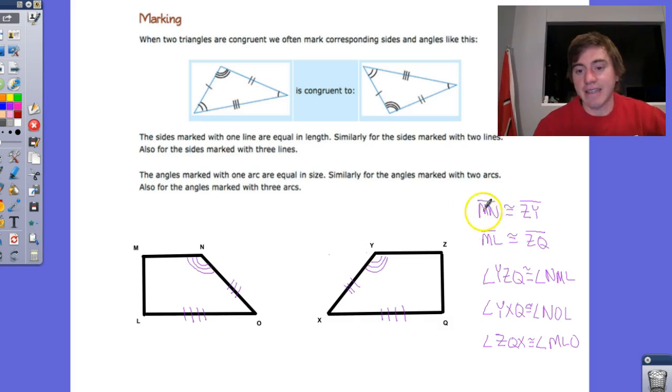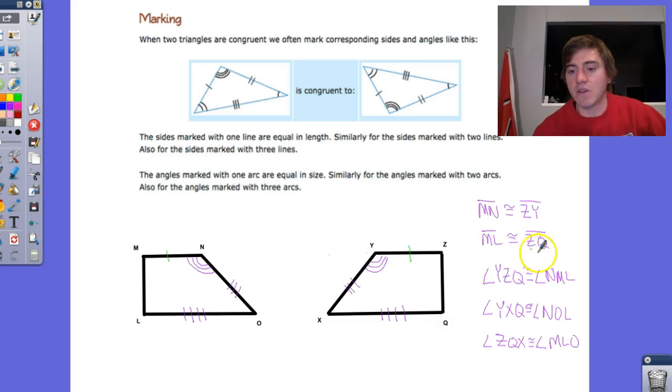This says that side MN is congruent to side ZY. So I need to look for side MN, that's right here, and here's side ZY. So those are corresponding sides, they're congruent. So I'm going to mark them congruent. One dash and one dash. So if I look through here, I can say, okay, there's one dash here and one dash here. That means those two sides are congruent.